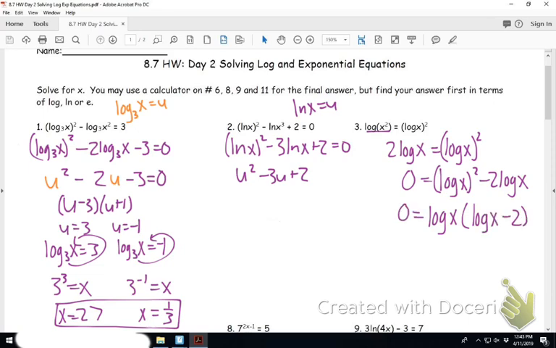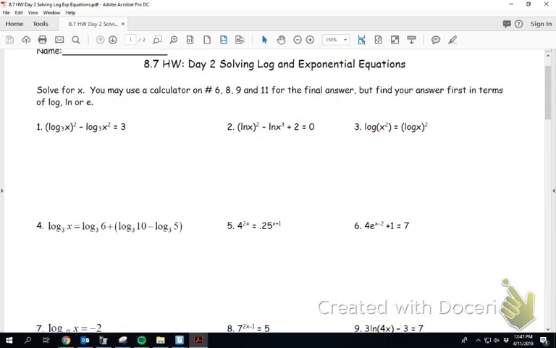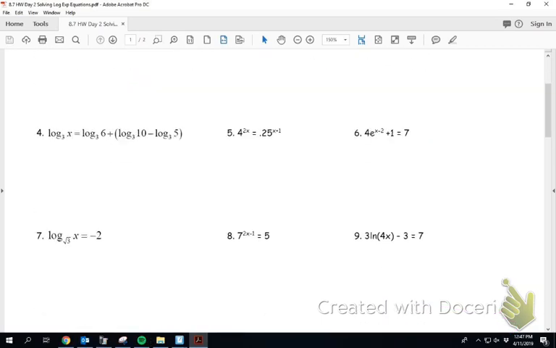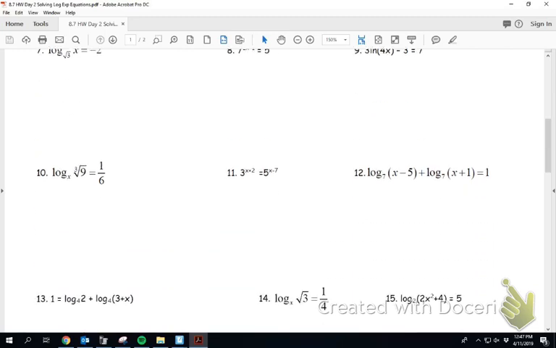And since it's equal to 0, I can take each factor and set each factor equal to 0 and solve. So I get 10 to the 0 is equal to x, and I get log x equals 2, so 10 squared is equal to x. So x is 1, or x equals 100. All right, the other questions I wanted to look at, the rest of the ones on this first page should be pretty similar to some ones that you guys have done already.